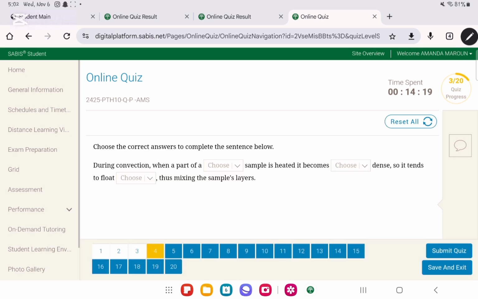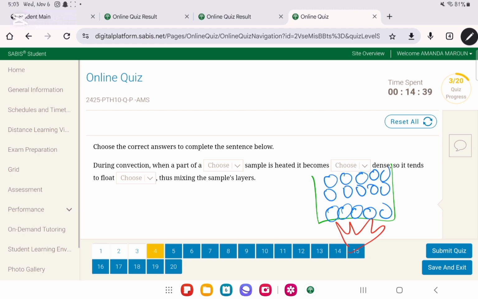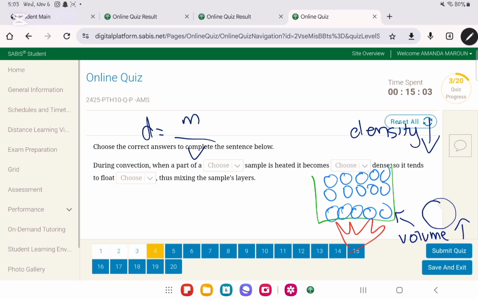Now we move on to question number 4. During convection, like we said, we have the particles. We're gonna heat it. Okay. We have these particles at the bottom. When you heat these particles at the bottom, what happens is that they will become greater in volume. So volume increases. Since their volume increases, their density is gonna decrease. They're gonna become less dense. Why? Because density is equal to the mass over the volume. If you increase the volume, then the density is gonna decrease. Why? Because we're dividing by a bigger number.